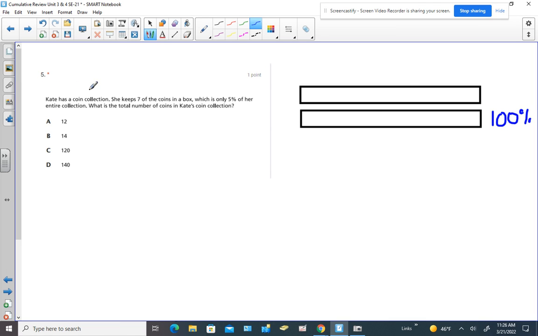We're looking at number 5. Kate has a coin collection. She keeps 7 of the coins in a box, which is only 5% of her entire collection. What is the total number of coins in Kate's coin collection?